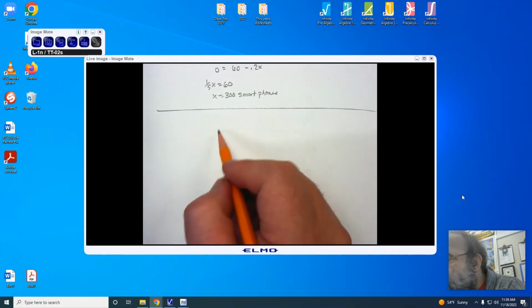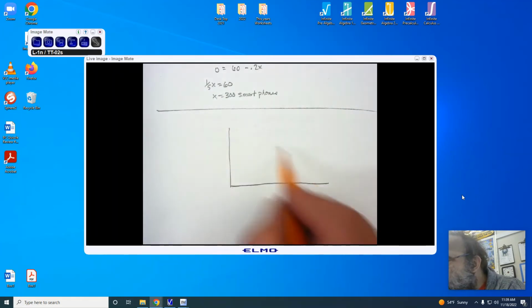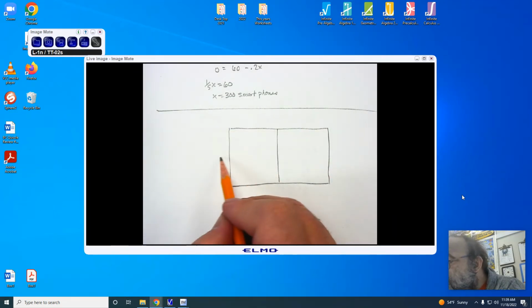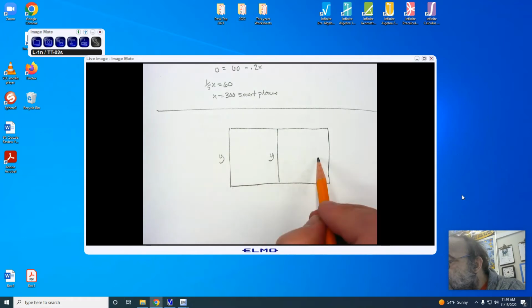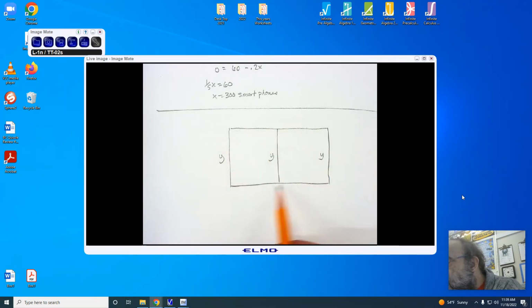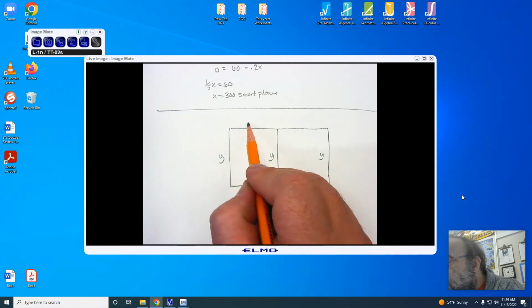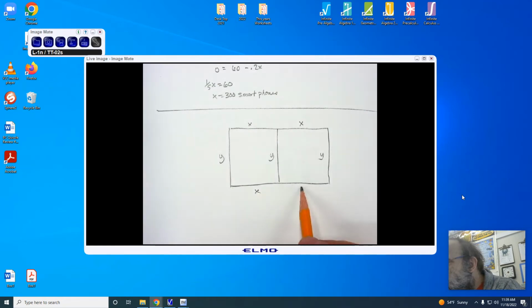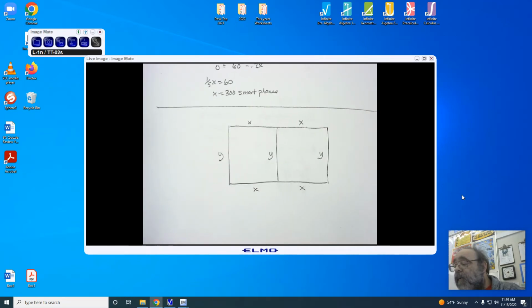The rancher wants to make 2 pens adjacent to each other, sharing one side. Notice that means that I have 2 y's, and if I wish, I can either look at it as x and x, or I could just call the entire side x. I'm going to go ahead and use the 4. Now keep in mind, once I find x, in order to get the entire side, I'm going to have to double it.